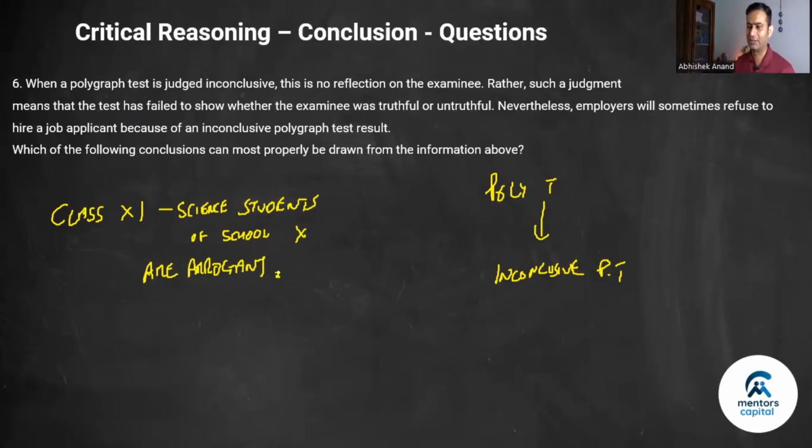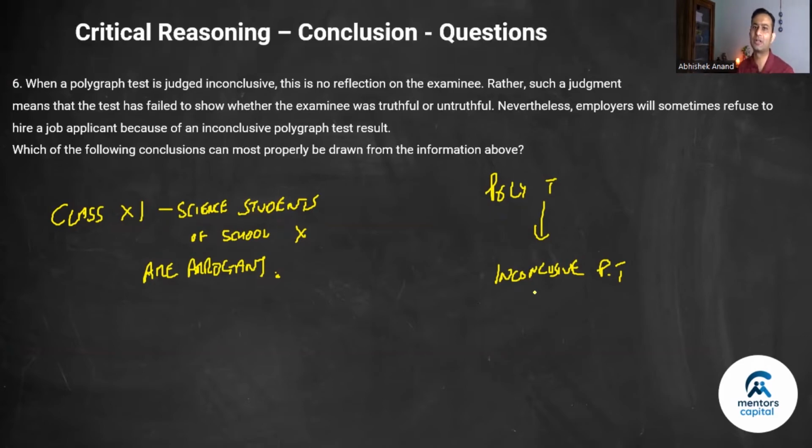If this is a fact, from this, can you conclude anything about the commerce students of class 11 of school X? No, right? Can you conclude anything about the class 12 students? No. Can you conclude anything about any other student of this school? No. So please always focus on what is the subject. So the information given here is about inconclusive polygraph test. So when you take a polygraph test, some of them are inconclusive.